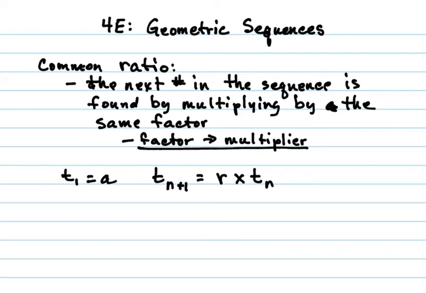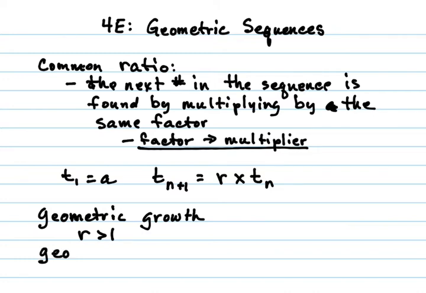Now, they can go up or they can go down. So we can have geometric growth, okay? And that's where your r is bigger than 1. So you're multiplying, which is going to make things grow, make the numbers get bigger, right? So you're going to get geometric growth.